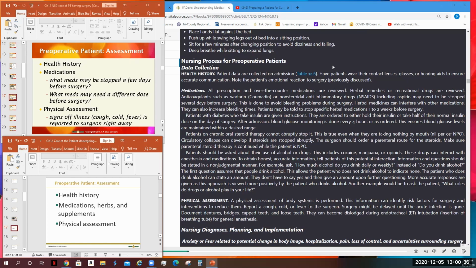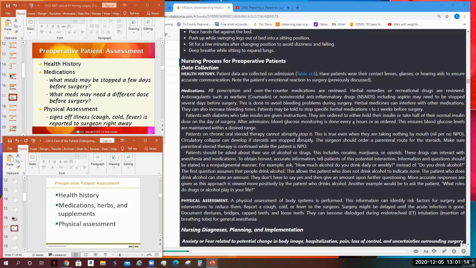The first question assumes that people drink alcohol. This allows the patient who does not drink alcohol to indicate none. The patient who does drink alcohol can state an amount. They don't have to say yes and then give an amount upon further questioning. More accurate responses are given as this approach is viewed more positively by the patient who drinks alcohol. Another example would be to ask the patient, "What roles do drugs or alcohol play in your life?"